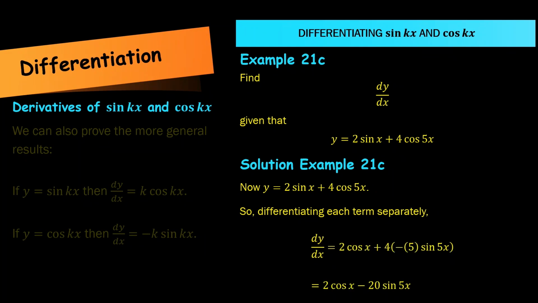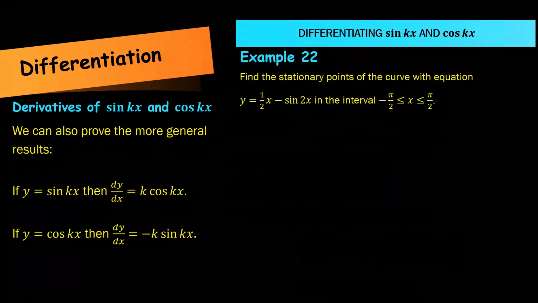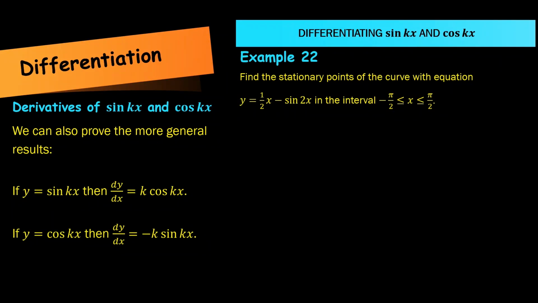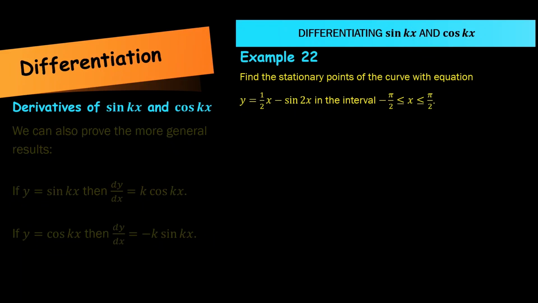We are required to find the stationary points of the curve with equation y equals a half x minus sine 2x in the interval x greater than or equal to minus pi by 2 and less than or equal to pi by 2. So let's solve this.